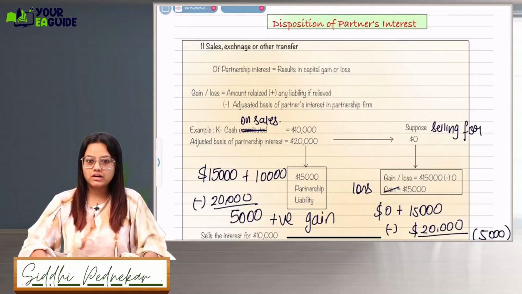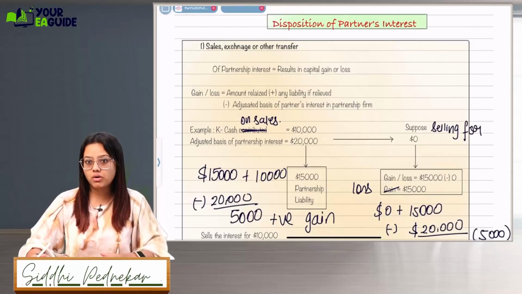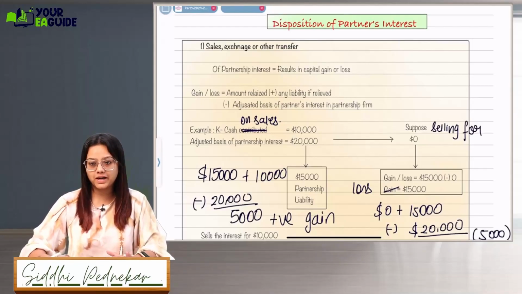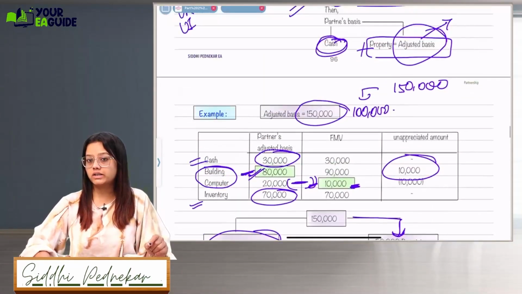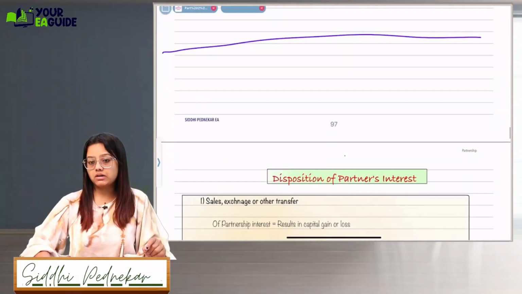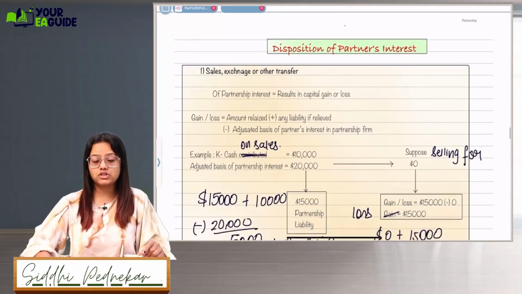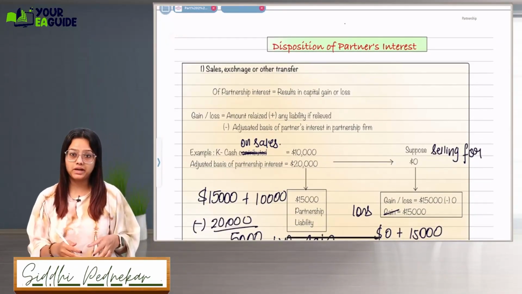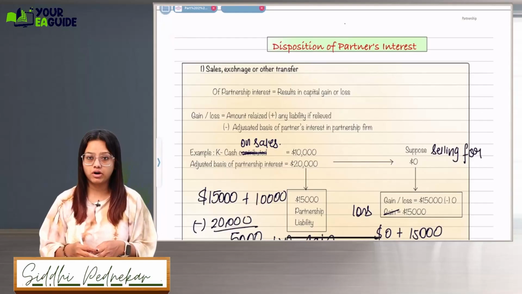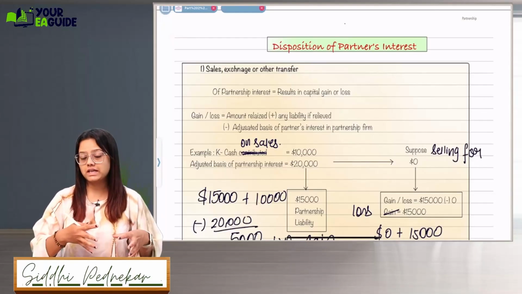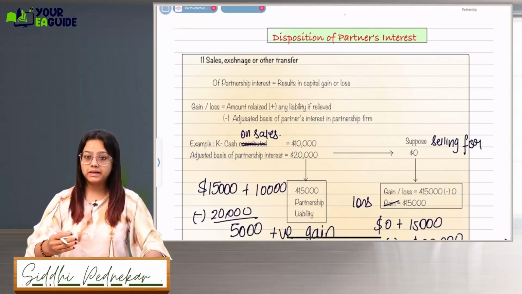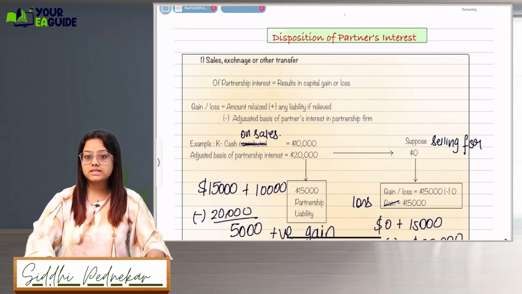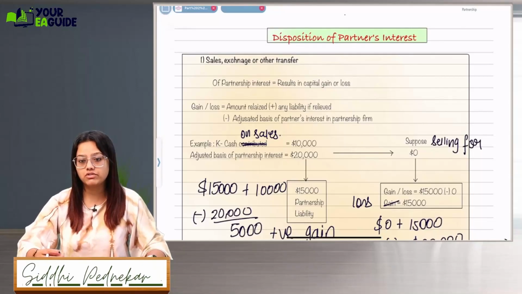Good morning, everyone. Let's continue with the next topic, that is disposition of partners' interest. In our previous session, we saw what the basis of the partner in the partnership firm is, and what the basis of the property which a partner is contributing to the firm is. All those things we have already seen in the previous session. So in today's lecture, I am going to complete the partnership topic. Let's understand the disposition of partners' interest.